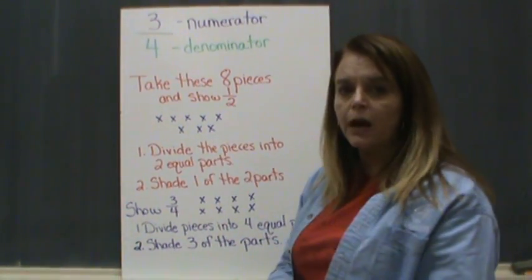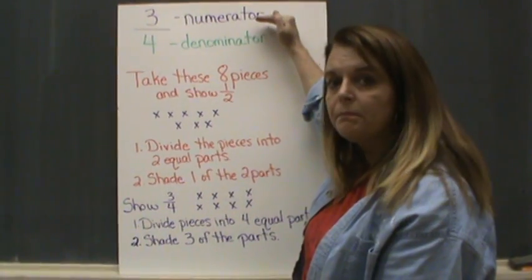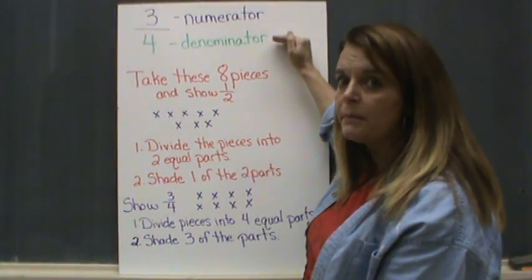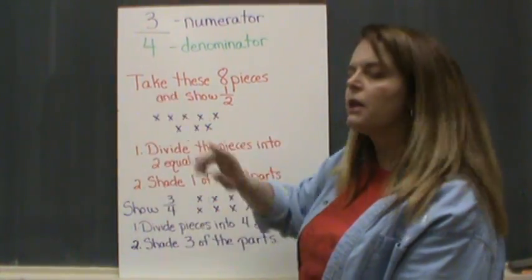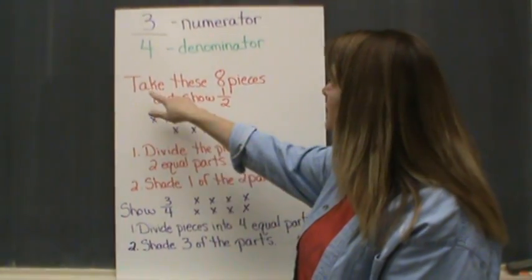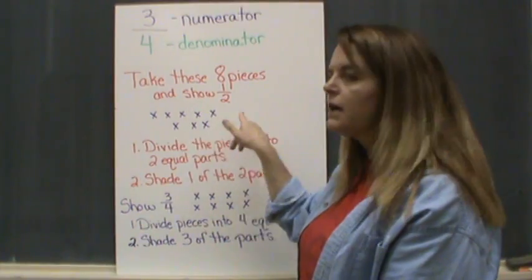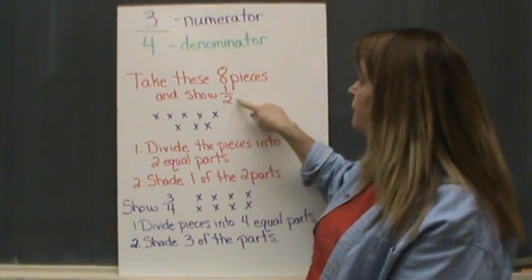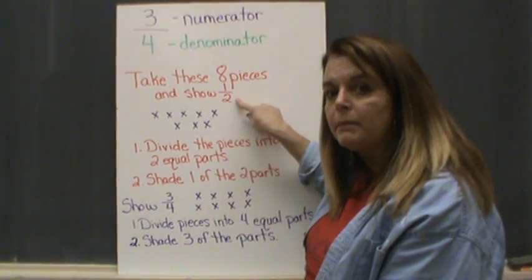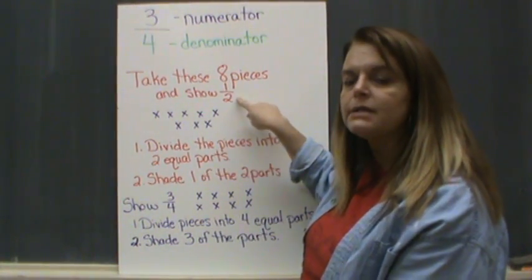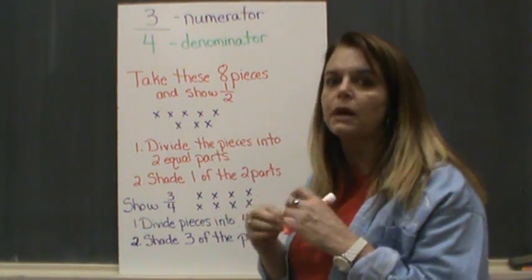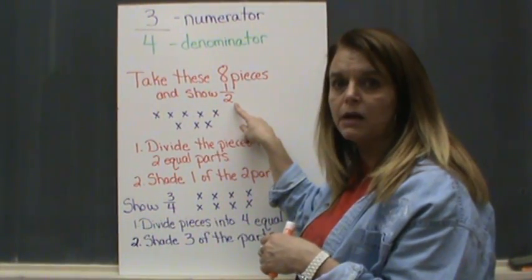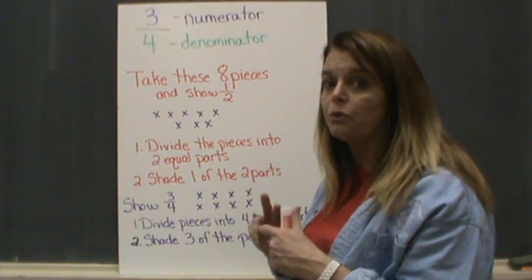So looking at our fraction, the number at the top is the numerator. The number on the bottom is the denominator. So let's put these numbers to work. Take these 8 pieces and show 1/2. Well, first thing I'm going to look at is my denominator, the number on the bottom, and it tells me how many groups I'm going to need. Well, this denominator tells me I'm going to need 2 groups.